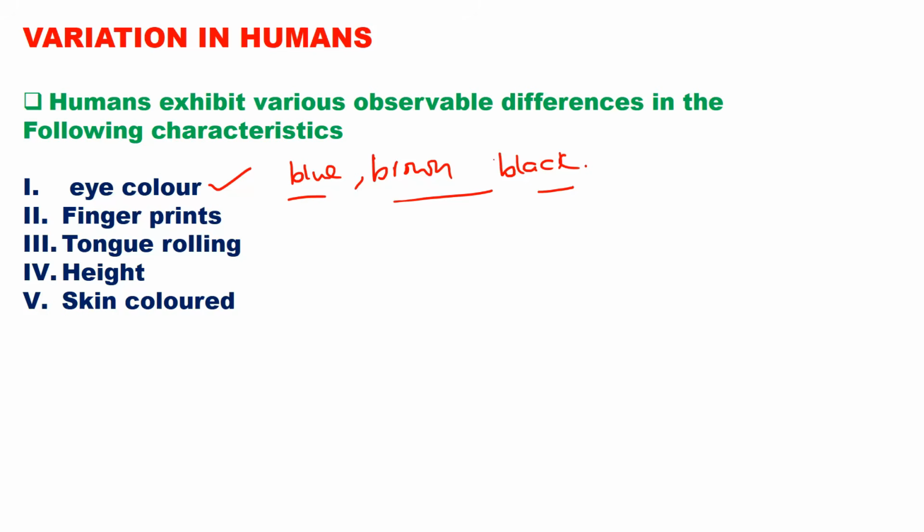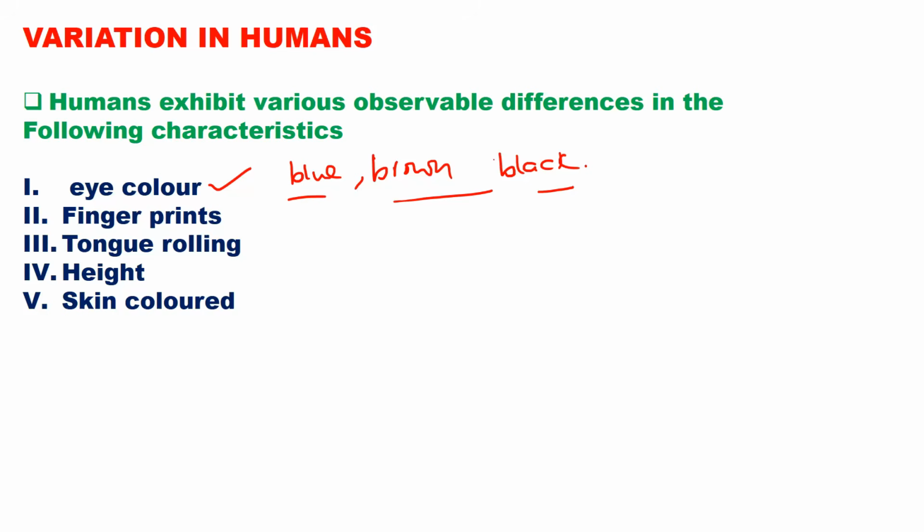Okay. Then the other one is the fingerprint. You can be from the same family, siblings of course, but fingerprints differ. For example, when you put a fingerprint on your phone, not even your sibling will be able to open it because the fingerprint differs. So this also shows variation.